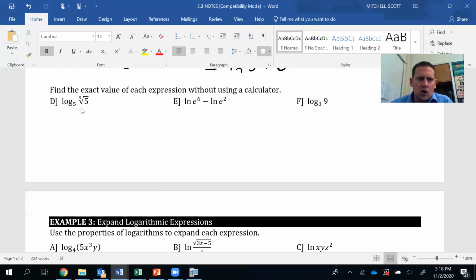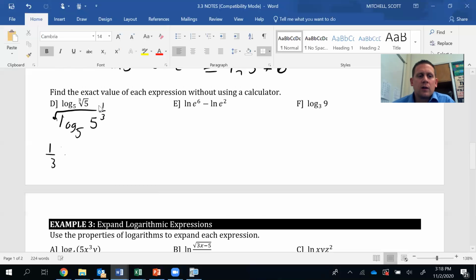So what is log base 5 of the cube root of 5? What's a cube root? Think about exponents. A cube root is a 1/3 power. Yes, again, we need to know our exponent rules from before. So this 1/3 can be written out front. So it's 1/3 log base 5 of 5.